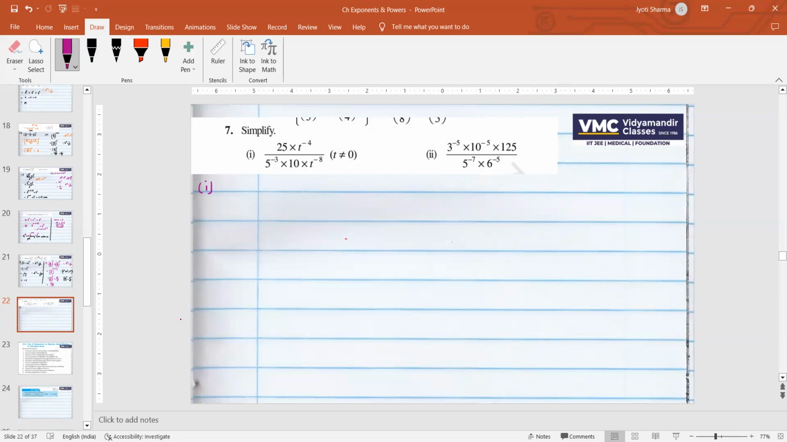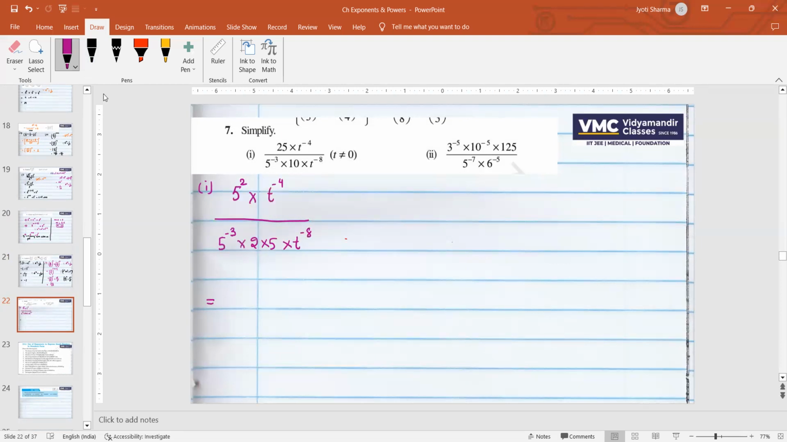So here 25 and 10 are composite numbers. So we will write them in terms of prime number bases. So this is 5 square. This is t raised to the power minus 4. This is 5 raised to the power minus 3. 10 I can write as 2 into 5, into t raised to the power minus 8.